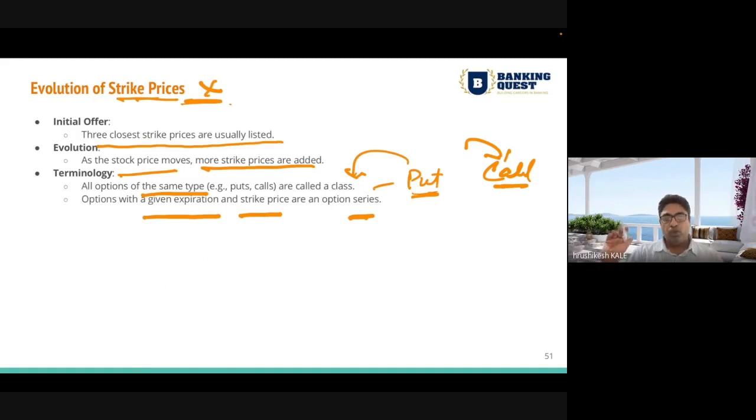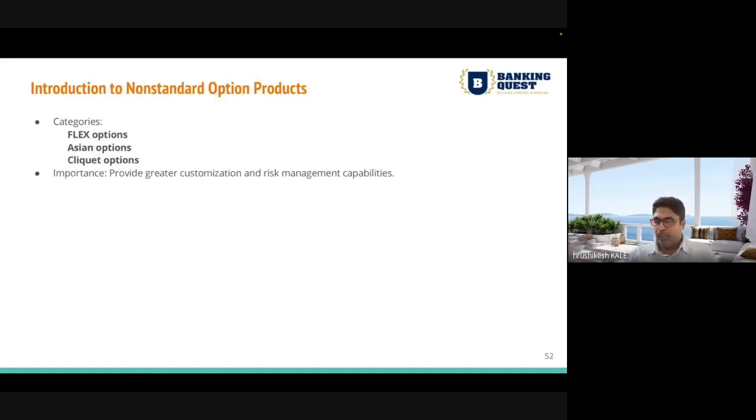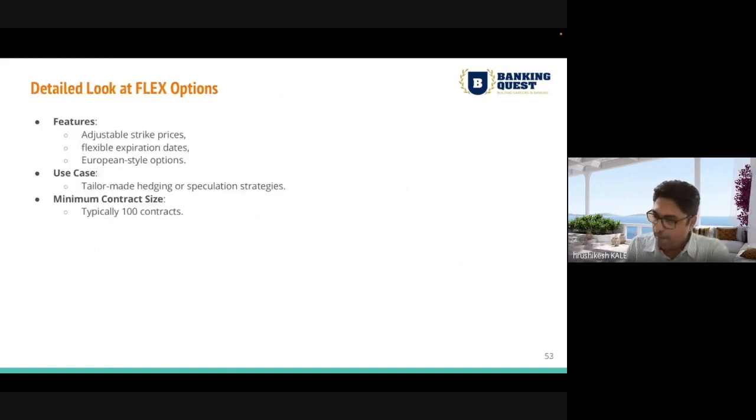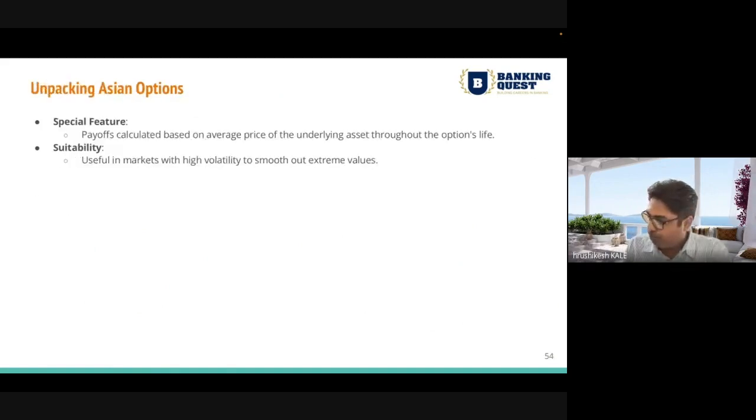So if you know options with given expiries and strike price, then they are called option series. Again, theory. These are non-standard option products: Flex options, Asian options, and Cliquet options. We are going to see them in detail in their own chapters. I'm not going to speak about them here.